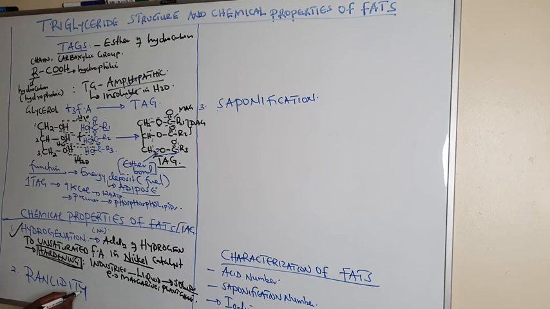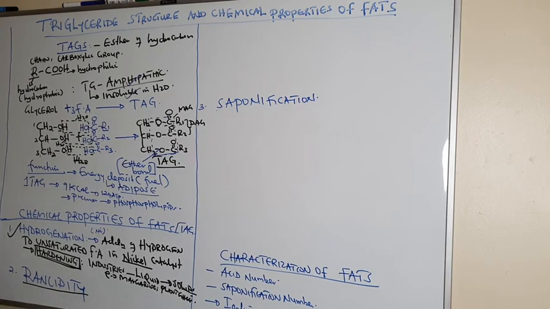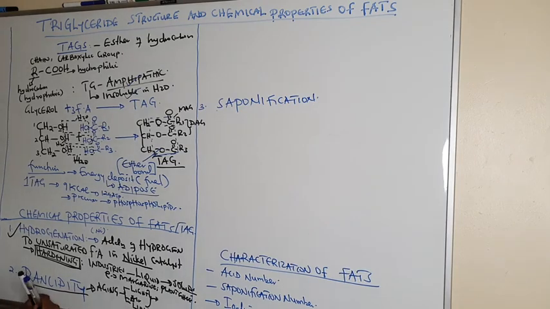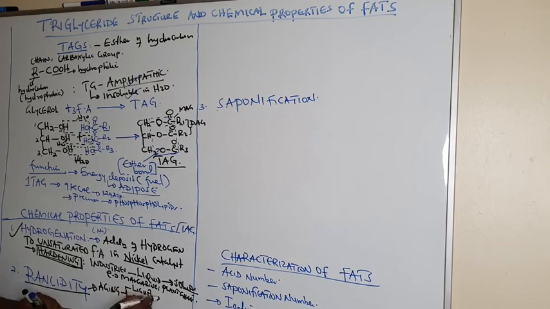Then the second one is what we know as rancidity. And what is rancidity? Rancidity is that as the fats are aging, when fats are aging and they are exposed either to light or air or heat, or even exposed to enzymes like lipases which hydrolyze, they tend to form bad odor. They develop bad odor, what we call smell, and bad taste.